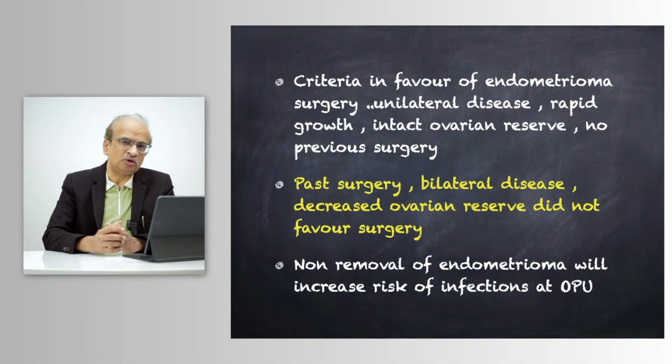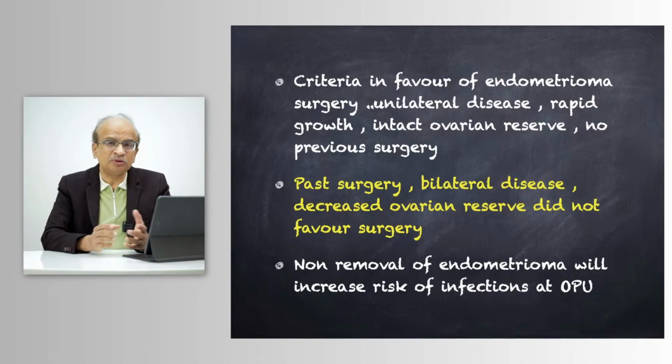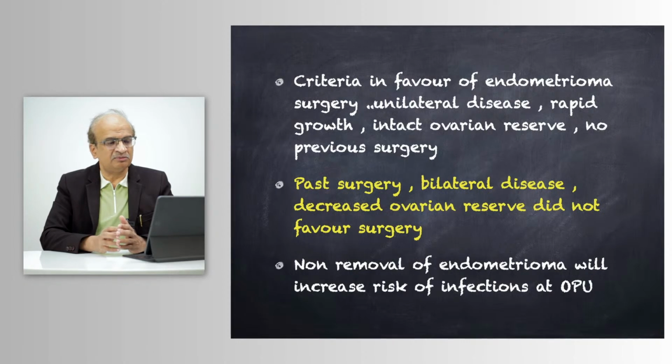In those days, what would be the criteria in favor of endometrioma surgery? I think this holds true even today. Both is a unilateral disease. If you notice a rapid growth in endometrioma, there is a good ovarian reserve and there is no history of previous surgery, then it will be worth operating on them, and obviously the chance of spontaneous pregnancy will go up.